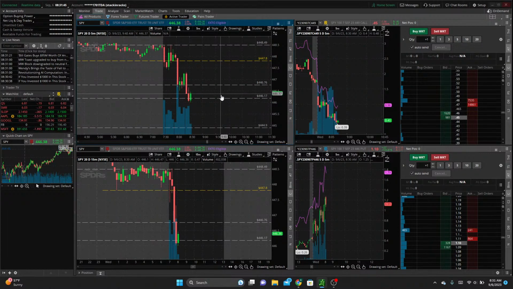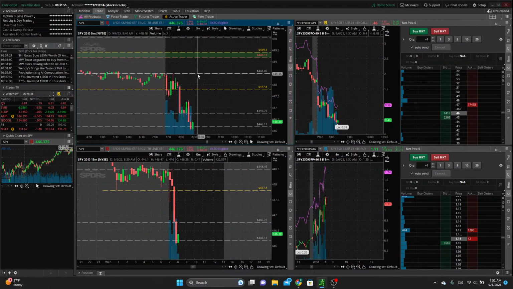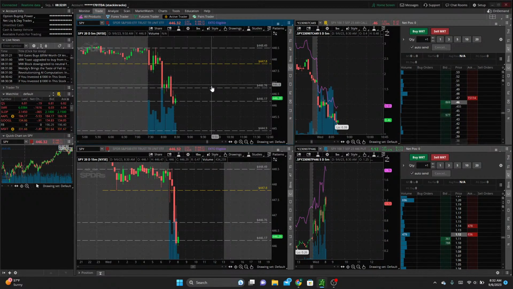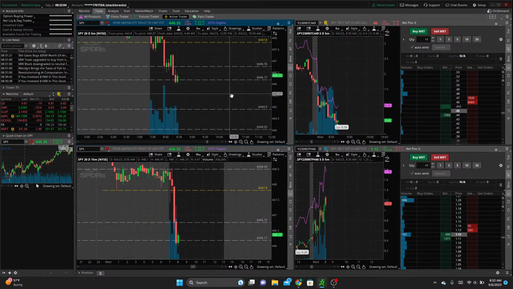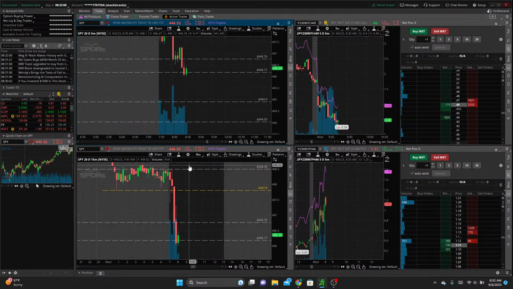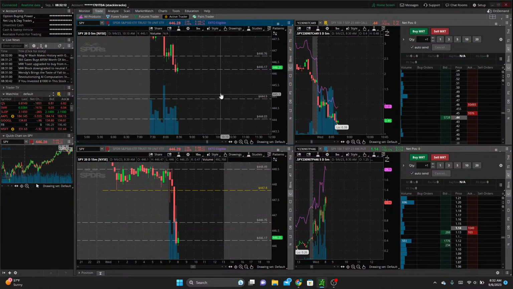These whitish gray levels are usually from the daily chart. Sometimes I'll mark them on the hourly. Gold levels are usually from pre-market, and then red and green are the high and low of the previous day's trading session. So these levels are all derived from the daily chart. I guess actually these two I did do off the hourly, looking at targets to the downside, but generally they're from the daily chart.